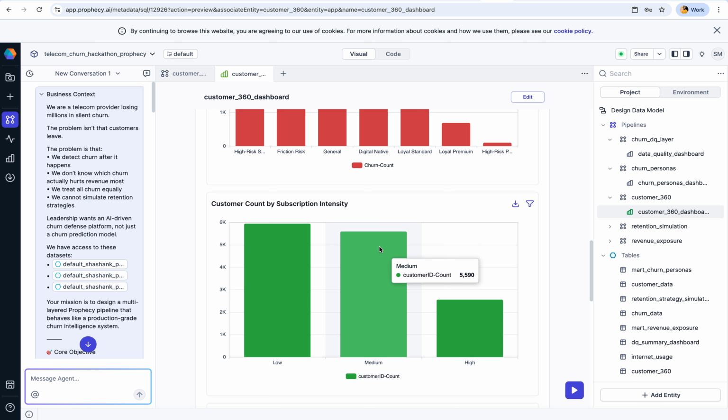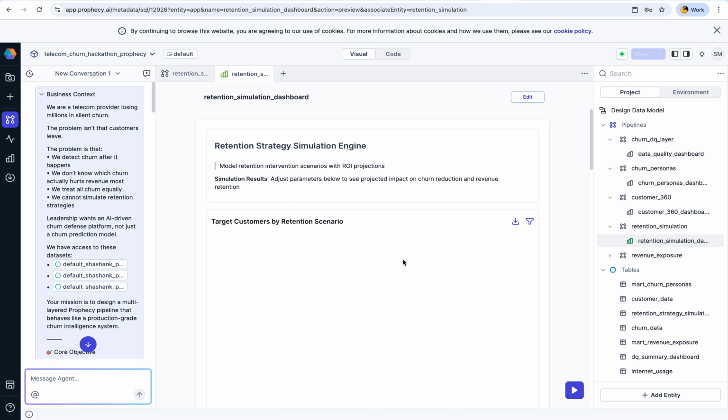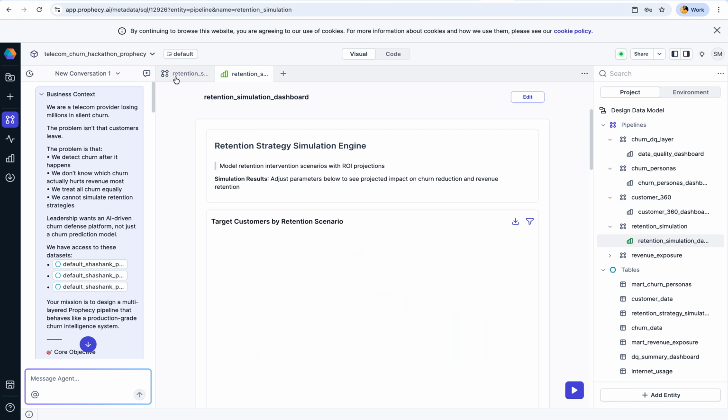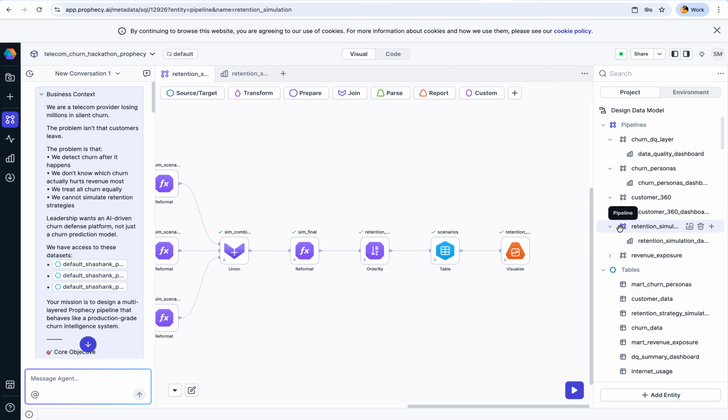Then the next focus was the retention simulation. This is basically the entire wow factor of this AI intelligent pipeline, which simulates what if we incentivize autopay. It also simulates what if we offer a 10% discount to premium high risk users, and what if we push annual contracts. The pipeline estimates revenue recovery potential under each scenario. That is the sort of pipeline I tried to build.